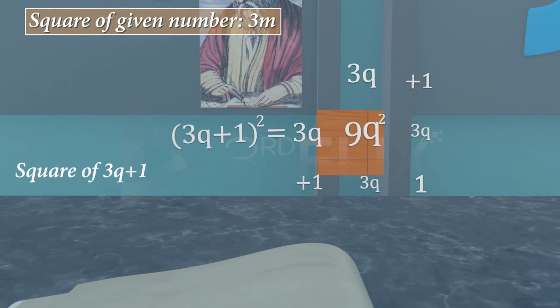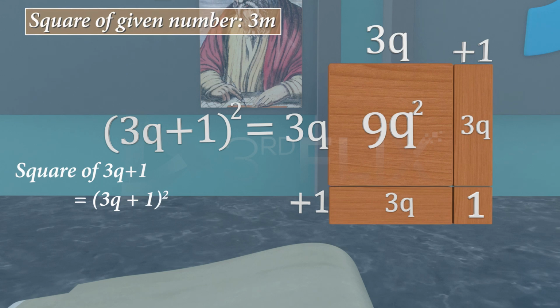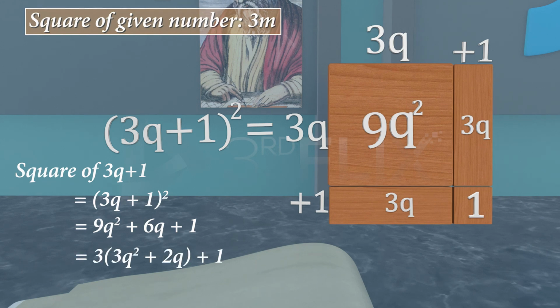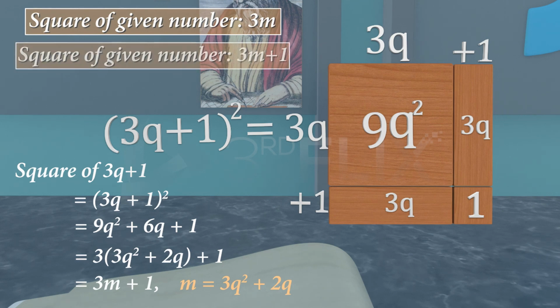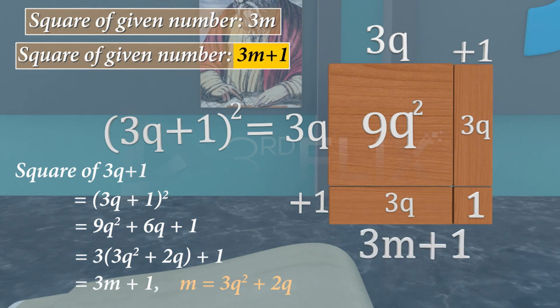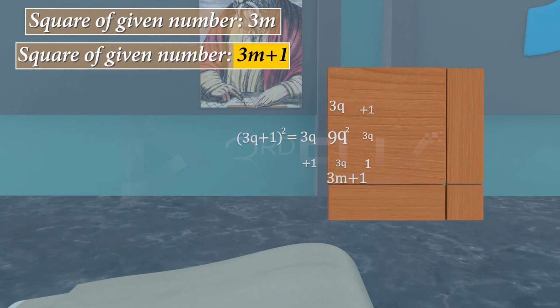The square of 3q plus 1 is equal to 3q plus 1 whole square, equals 9q square plus 6q plus 1, which is equal to 3 into 3q square plus 2q, plus 1, which is equal to 3m plus 1, where m equals 3q square plus 2q. Therefore, the square of 3q plus 1 is of the form 3m plus 1 for some integer m.